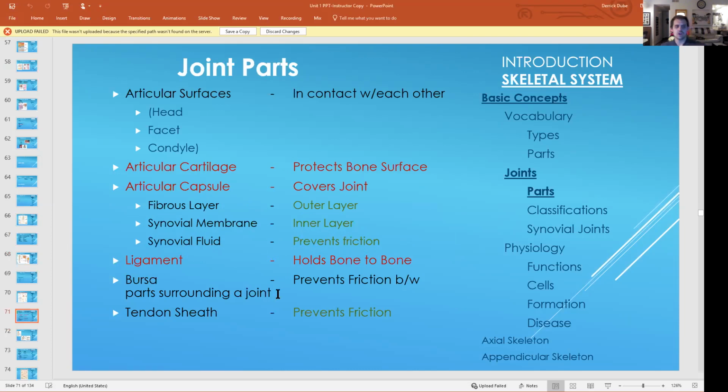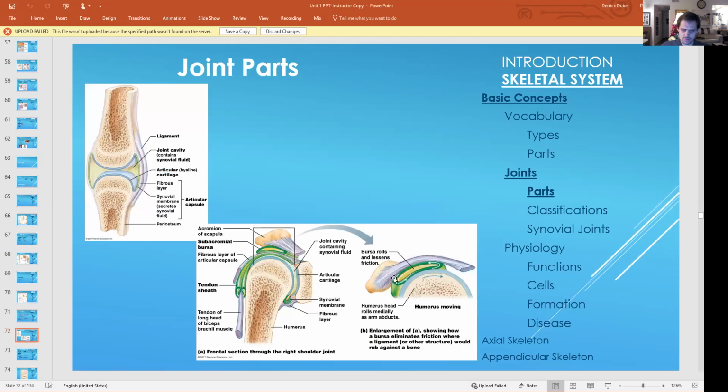Ligaments hold that. Bursae surrounding the joint are going to prevent friction between parts surrounding a joint. So you've got all these muscles that are running across bony prominences. If they were to contract over this ridge over and over, that's going to rub it raw and eventually cause it to break. So the bursa gives it a little bit of space, a smooth thing to go over, so it's not going to do that. And then the tendon sheath also is going to help with that. Here's an example of a bursa right there.